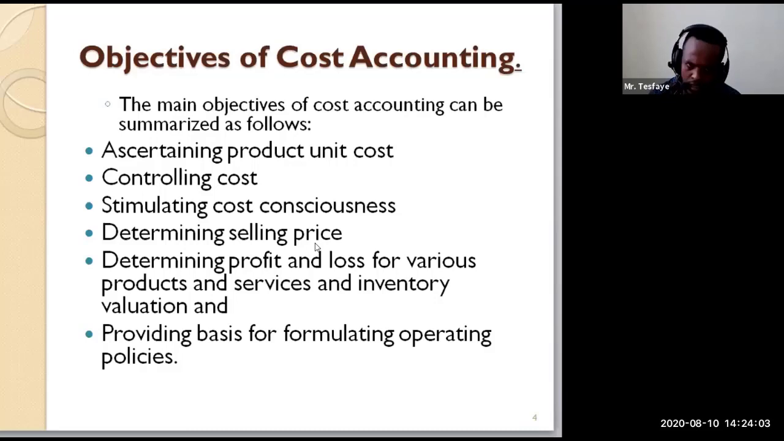And then we have other objective, which is controlling costs, stimulating cost consciousness, determining selling price. In order to determine our selling price, first of all, we need to know our unit cost. So determining this selling price is also another objective. The other one is determining profits and loss for various products. Since if we know our cost, then we can easily know our profits and loss from our inventories.